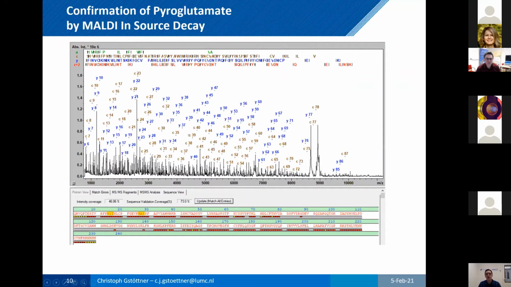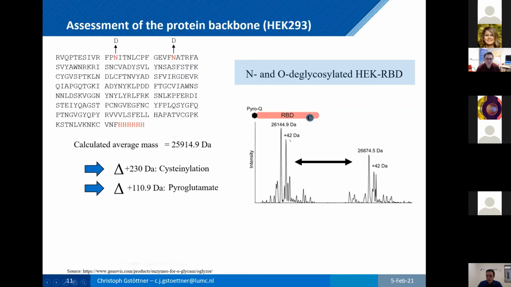And therefore, we did in-source decay fragmentation. And you can see that we get a really nice sequence coverage of the N-terminus. And indeed, we could confirm additional pyroglutamate at the N-terminus. And also, we can confirm this by other bottom-up approaches. Next to this, as I told, there is also this plus 42 Dalton variant, which we can confirm with bottom-up approaches as acetylation on the protein backbone.